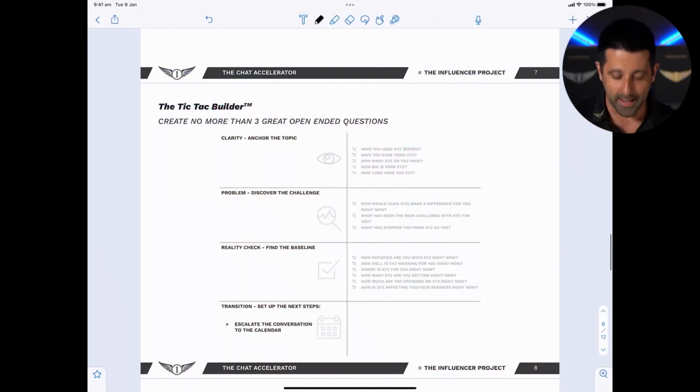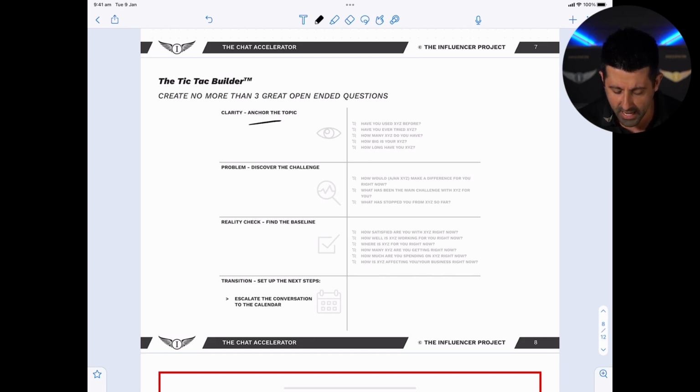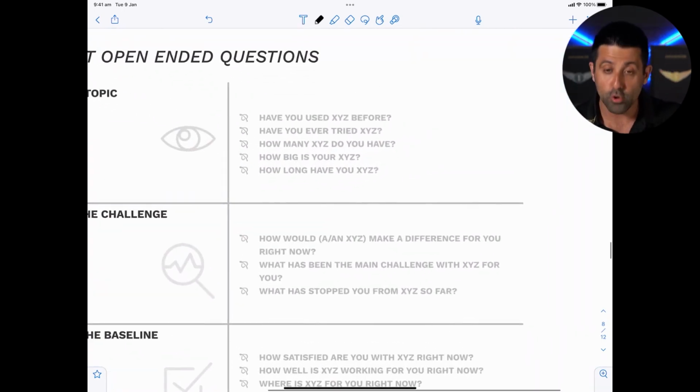Now, a really easy way to do it is I've given you guys some open-ended question formulas. This is just a bit of value add for you, but basically it's anchoring the topic, finding the problem, and looking at the reality check. You might say, have you used LinkedIn before? Have you used this software before? Have you ever tried this system? Have you ever tried this framework? How many XYZ do you have? These are great open-ended questions.